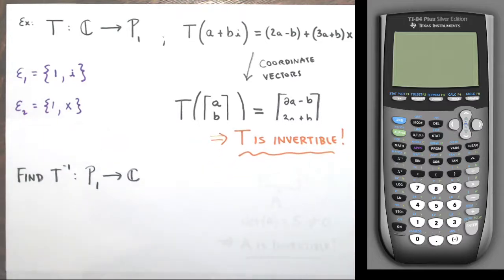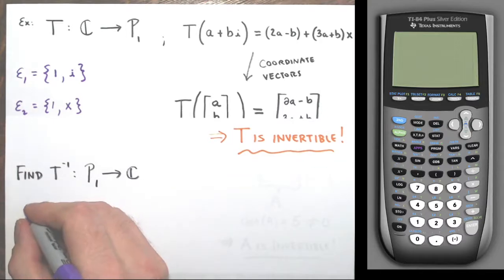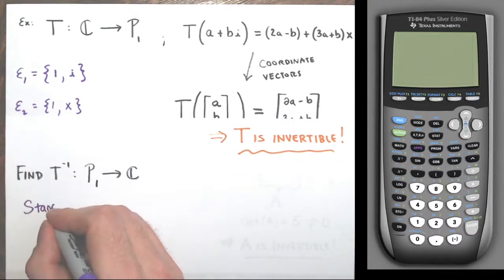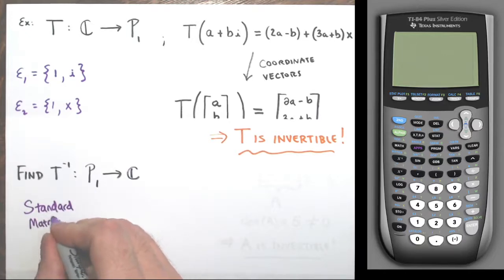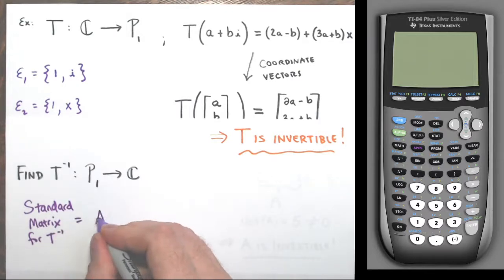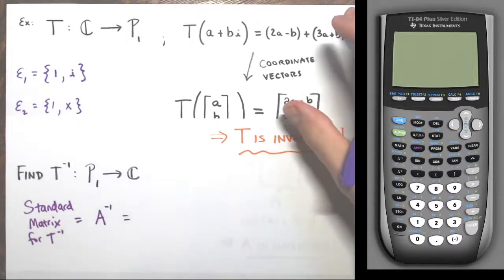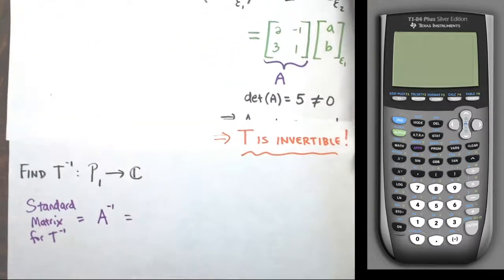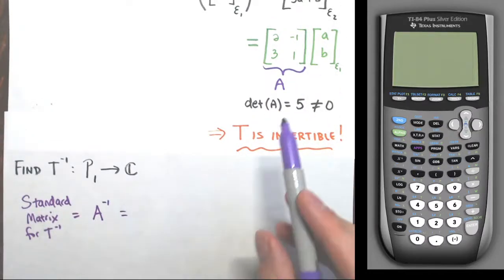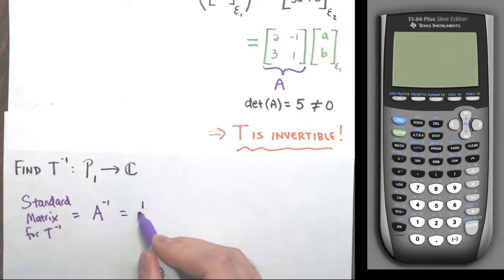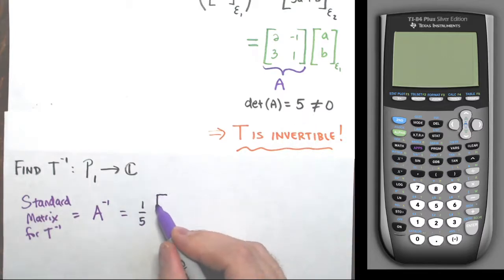First I'm going to work with coordinate vectors. So the standard matrix for T inverse will simply be the inverse of the standard matrix for T. And again, I picked a nice 2 by 2 example so I could do this relatively quickly. So remember, the inverse of a matrix is the reciprocal of the determinant, so 1/5, and then multiplied by the adjoint matrix, which is the transpose of the cofactor matrix.